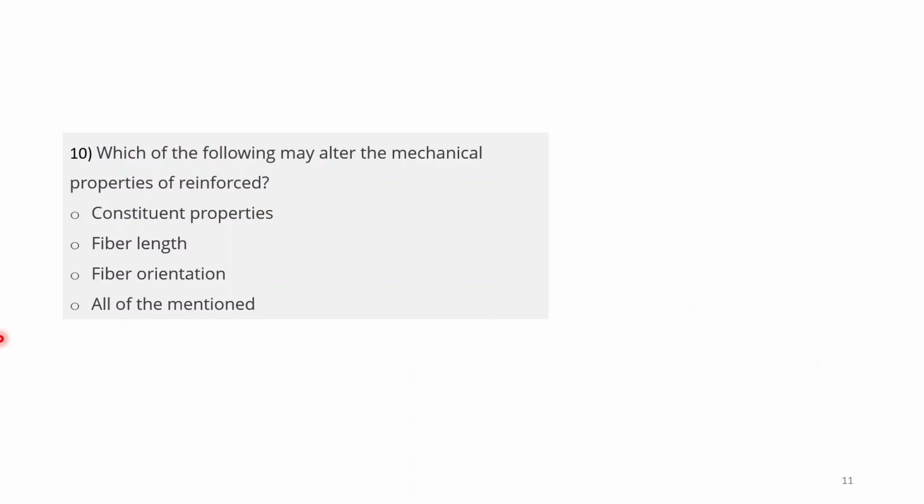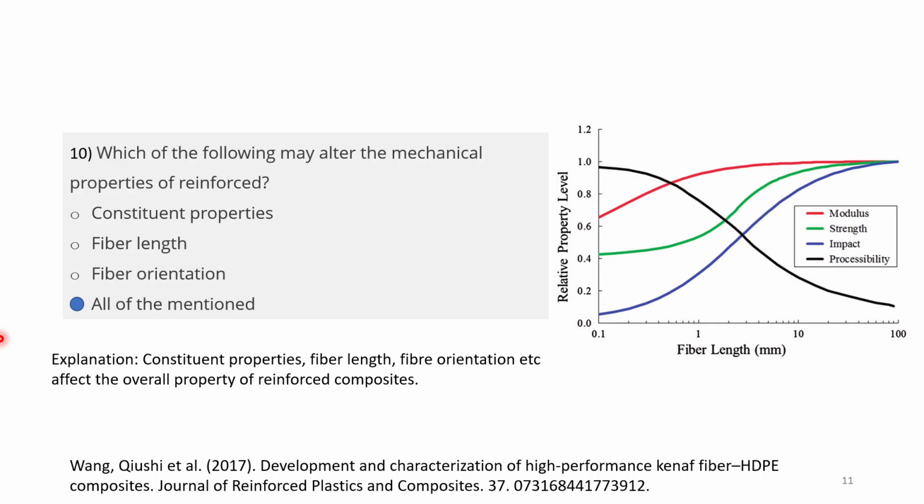Last question is, which of the following may alter the mechanical properties of reinforced composites? Your options are constituent properties, fiber length, fiber orientation, or all of the mentioned. The answer will be all of the mentioned. All these three, constituent properties, fiber length, fiber orientation, etc., affect the overall property of reinforced composites.